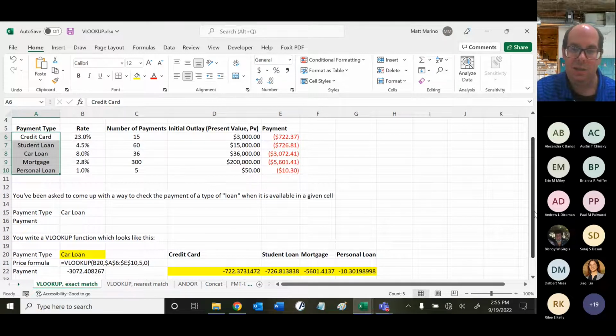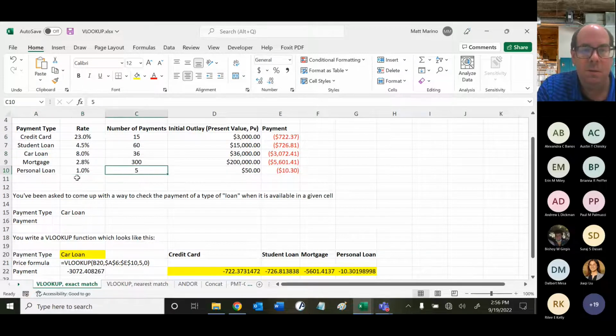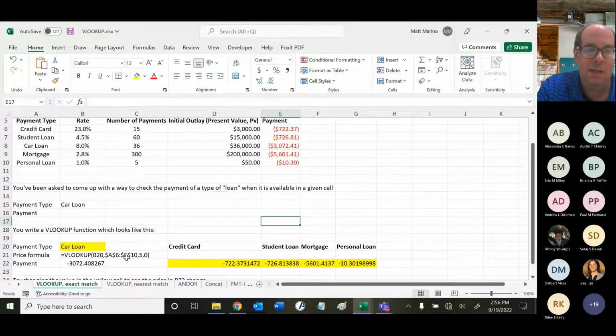So the exact match literally just has you look for information. So you notice here it's more defined information. Credit card, student loan, car loan, mortgage, personal loan, interest rates, number of payments, present value, and payment. So with an exact match, you're looking up an exact item. So in this example here, we're looking up car loan.